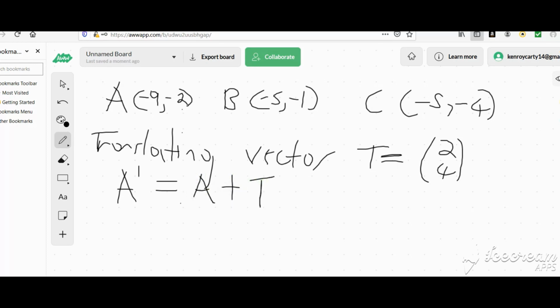A similar concept will be applied to B prime. So B prime would be equal to B plus my translating vector. And of course, the concept follows through for C prime. So C prime would be equal to C plus my translating vector. And of course, if I'm referring to A as a vector, I could probably say OA, OB, OC. All right?